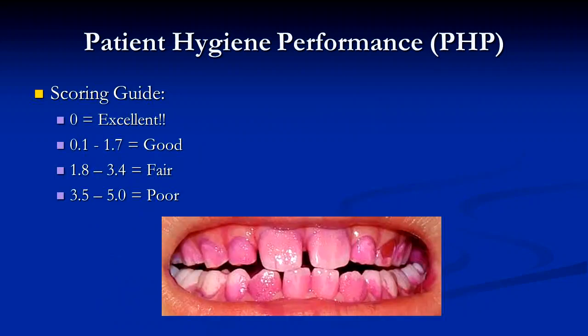Here's the scoring guide. Again, a 0 is excellent health. And if you get closer to 5, 3.5 to 5, that means really poor oral health. It probably would look a lot like this patient's mouth that is pictured here, where plaque is just everywhere.